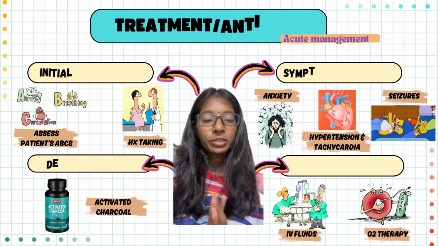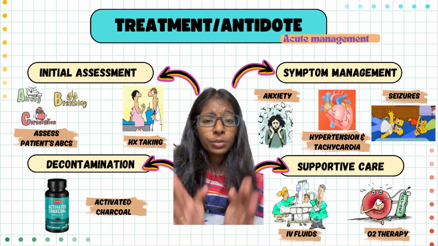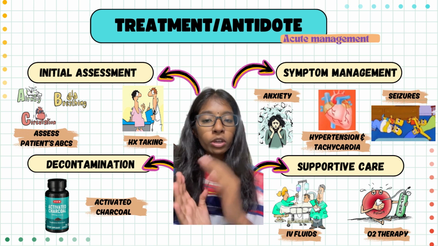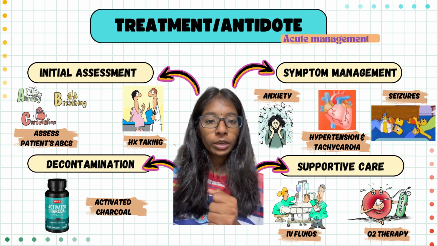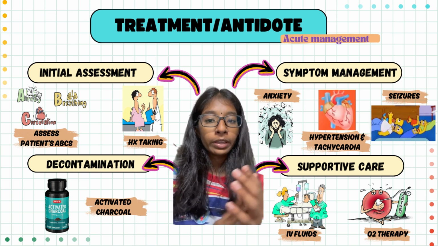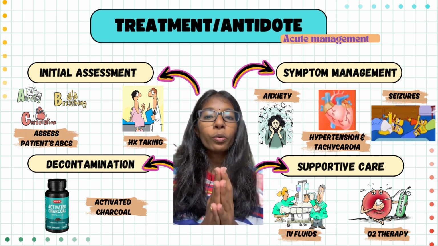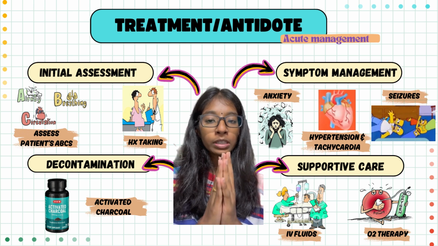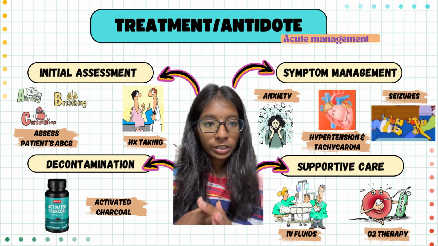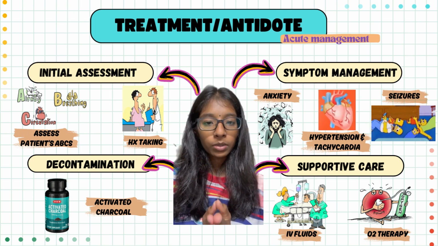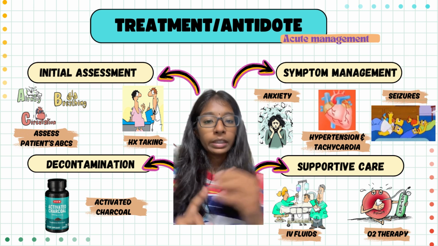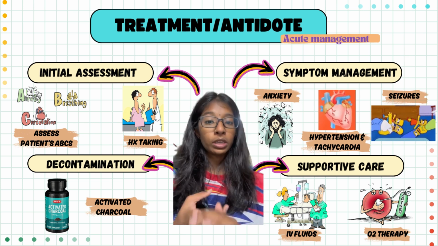Today I'll be talking about treatment and antidote for amphetamine. There isn't a specific treatment or antidote for amphetamine, but instead we can provide acute management as well as long-term management. In acute management, we can start with an initial assessment where we assess the patient's ABCs, airway, breathing and circulation, and also take a good history of the substance use, including its type, amount and time of ingestion. Next, we can provide symptom management where we treat the symptoms, such as lorazepam and diazepam for anxiety, beta blockers for hypertension, and benzodiazepine for seizures.